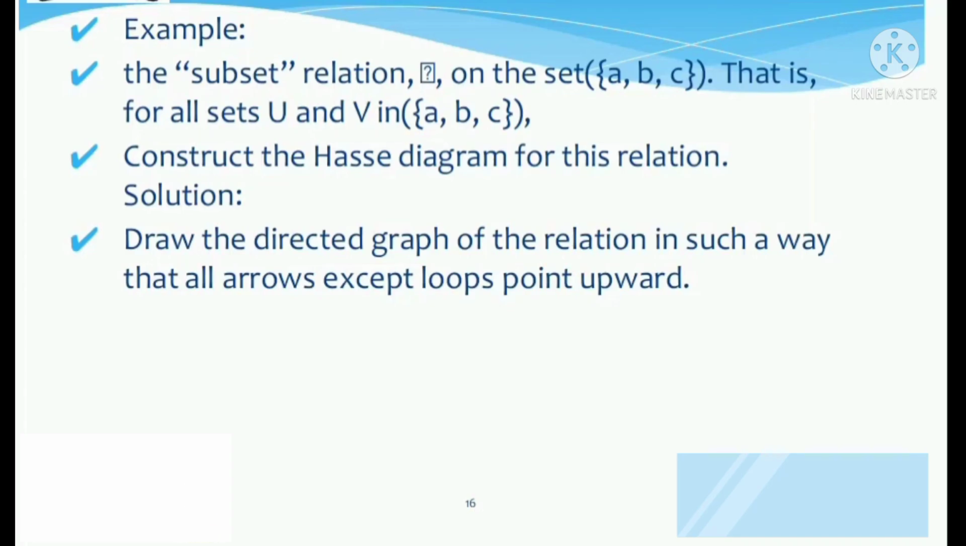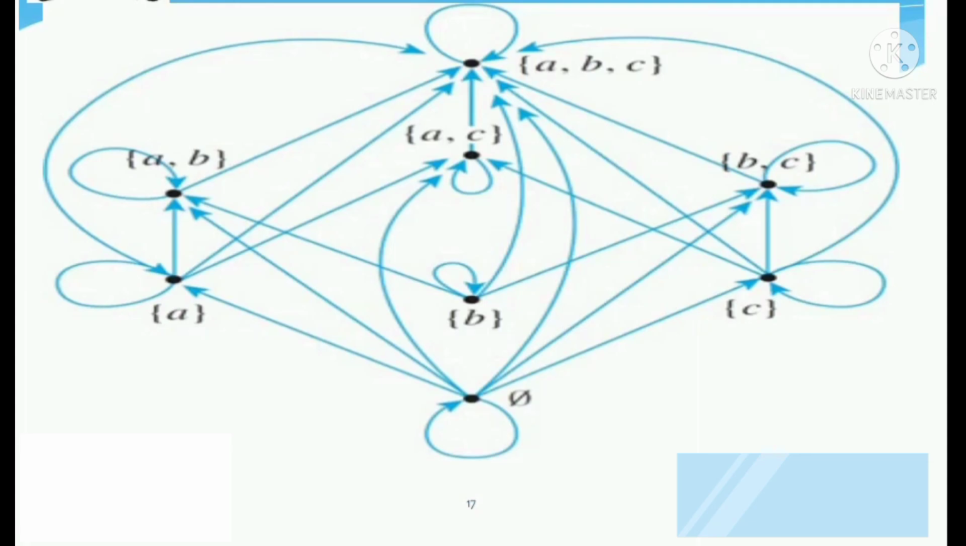So, example: take the subset relation on the set {a, b, c}, that is, for all sets U and V in the power set of {a, b, c}. We can construct the Hasse diagram for this relation. Solution: draw the directed graph of the relation in such a way that all arrows point upward. So we can see the example.